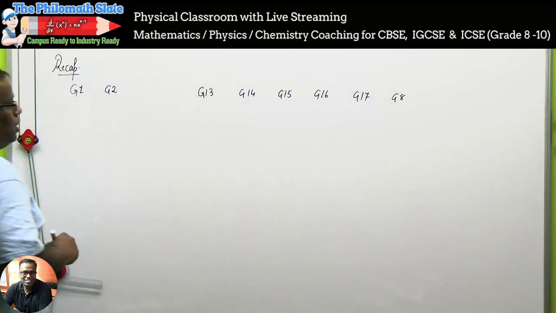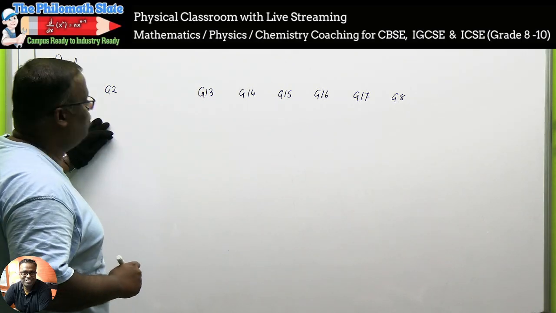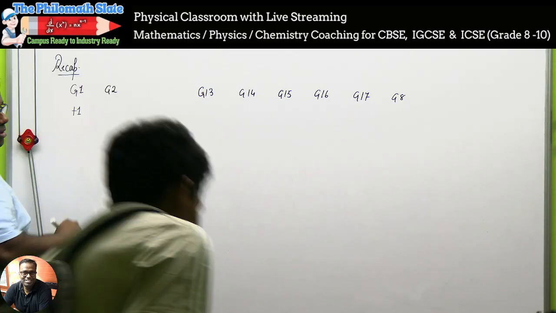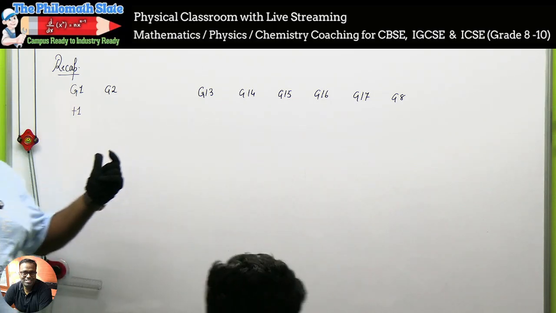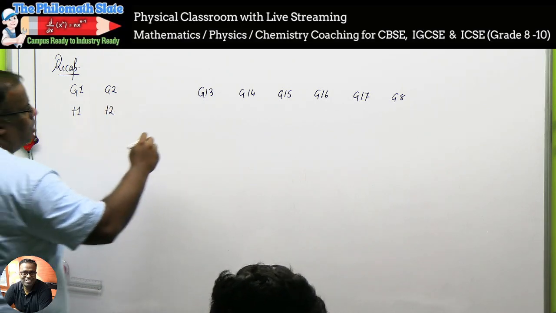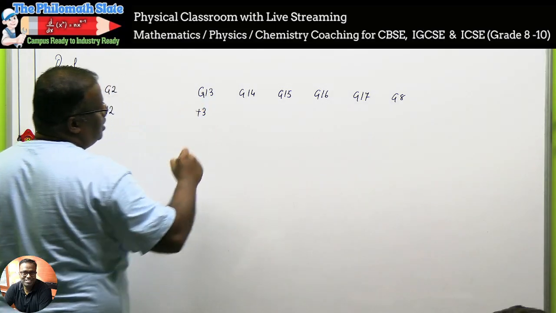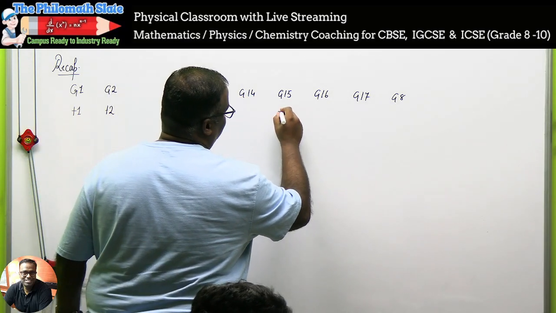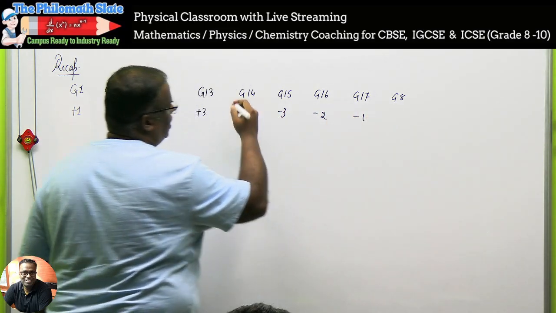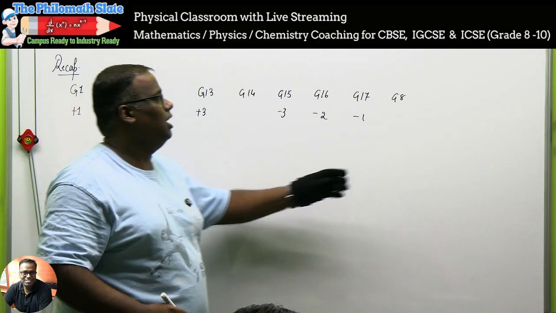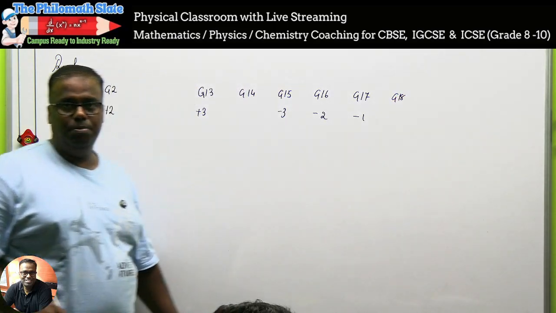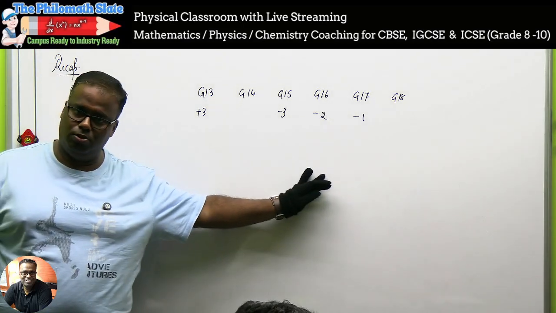If you look at group 1, all the elements will form +1. If you look at group 2, they form +2. Group 13 will form +3. Group 14 we will leave aside. Group 15 has -3, -2, -1, 0. Okay, this we will not discuss right now. And group 18 obviously we have got 0. Is this much understood for all of you?